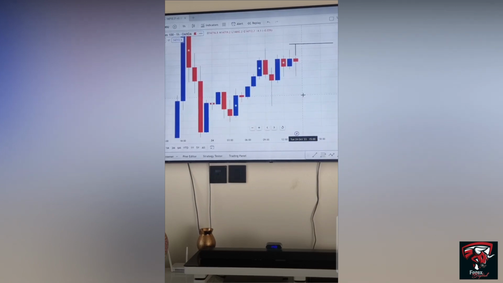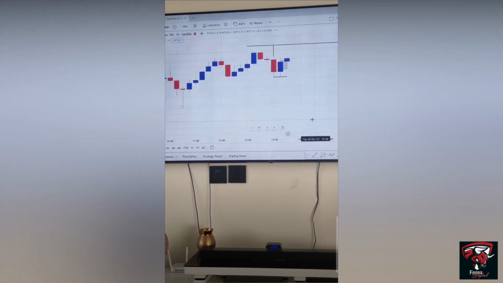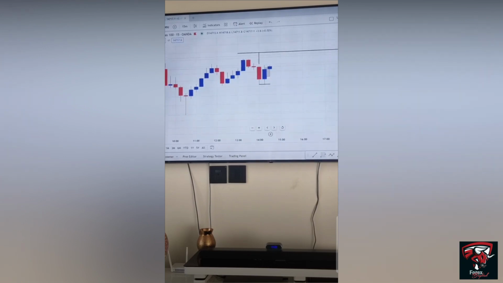Yeah. That's obviously what we're looking at here. I said, that's a point of entry. I'm going to use a lower time frame to get involved on that point. There we go.